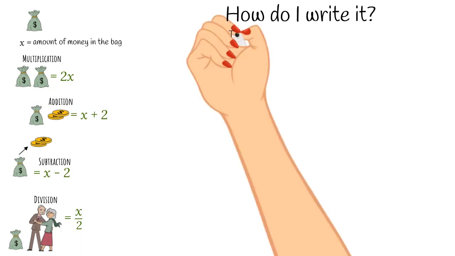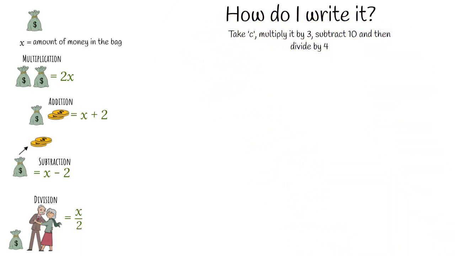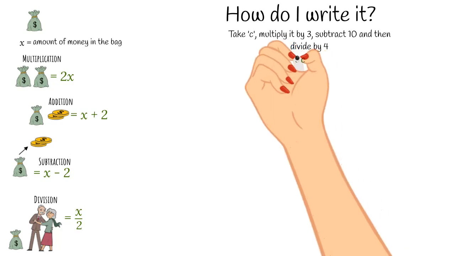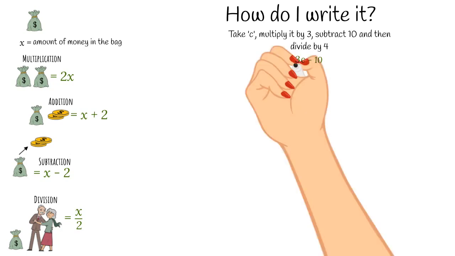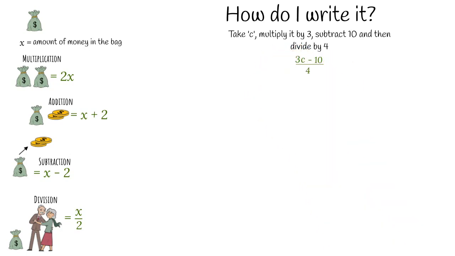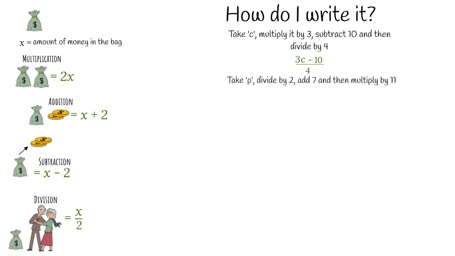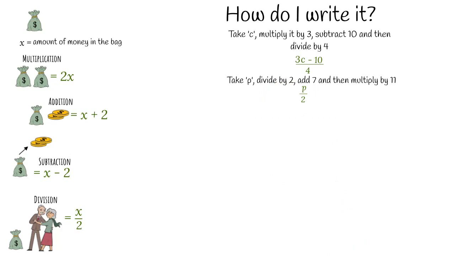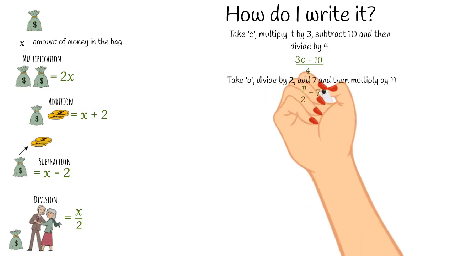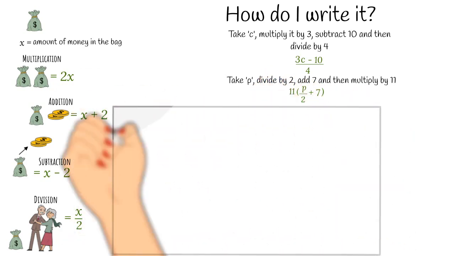Let's look at some harder ones. Say I want to take c, multiply it by 3, subtract 10, and then divide by 4. Well, I'd start with my c, I'd times it by 3, I'd minus 10, and then I will put it all over 4. Another example, I'm going to take p, divide it by 2, add 7, and then multiply by 11. Well, I have my p, I need to write it over 2, add 7, and then to times the whole thing by 11, I need to use brackets and put the 11 in front of that bracket.